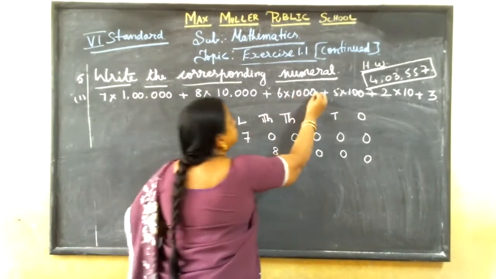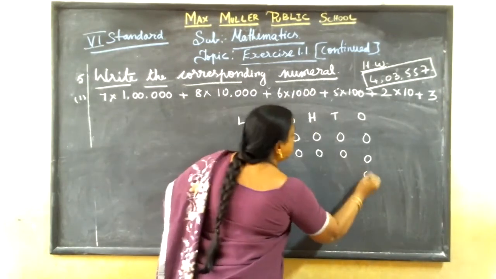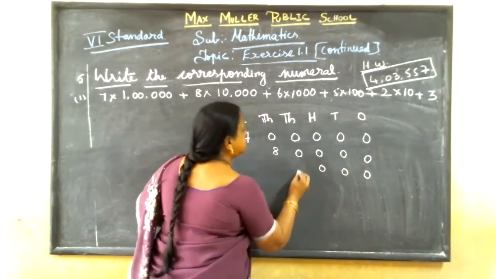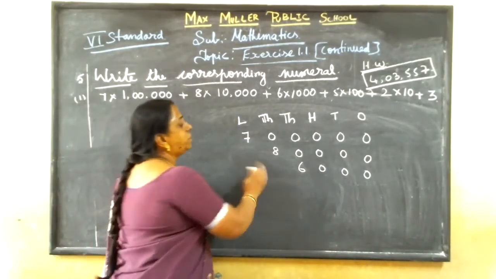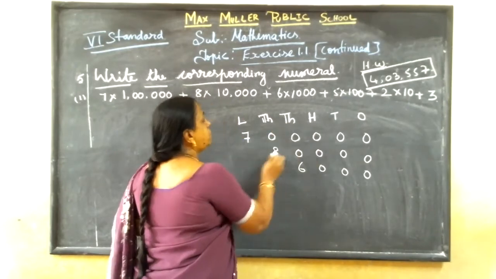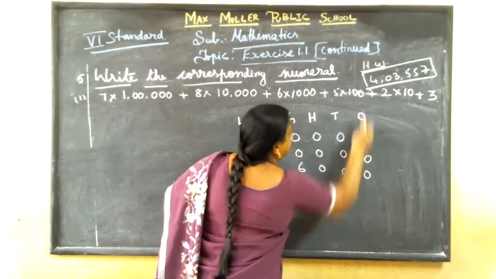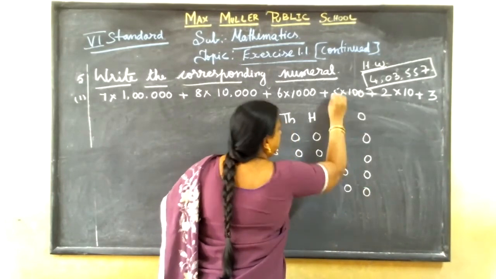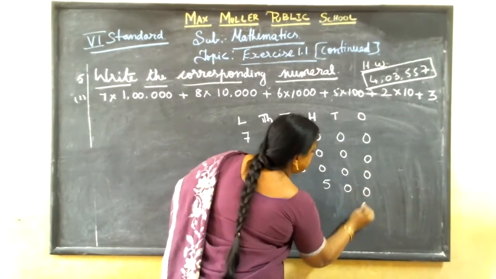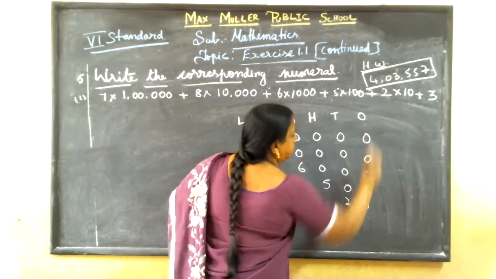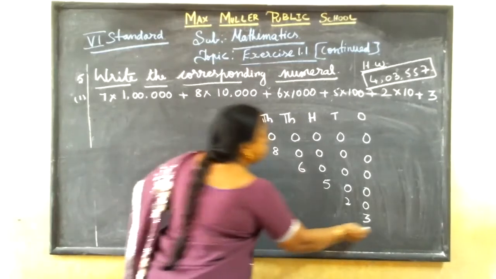Now next, 6 into 1000 is 6,000. So how many zeros? 1, 2, 3. Then 6 ones are 6. Clear? If you do like this, you will get the correct answer. Otherwise, definitely you will get it wrong. Your places are very important. You should write the place properly. Now 5 into 100 is 500, so 2 zeros. 5 ones are 5. Next, 2 into 10 is 20, so only 1 zero. 2 ones are 2. So 3. That's all. Now after writing all, just add all, you will get the answer.